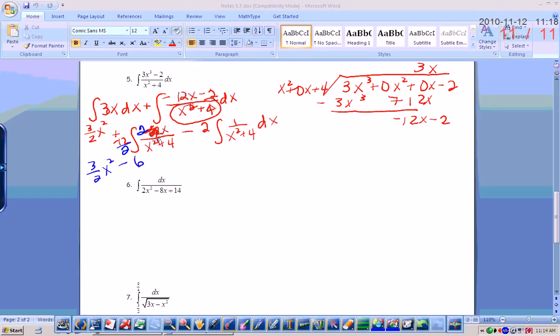And what type of integration is this? Natural log. Okay, I didn't write down the u equals x squared plus 4. I just recognized that it was a natural log. And now what I have on the bottom, the derivative is up on top. So it's just the natural log of the bottom. And you don't need the absolute values because x squared plus 4 is always positive.